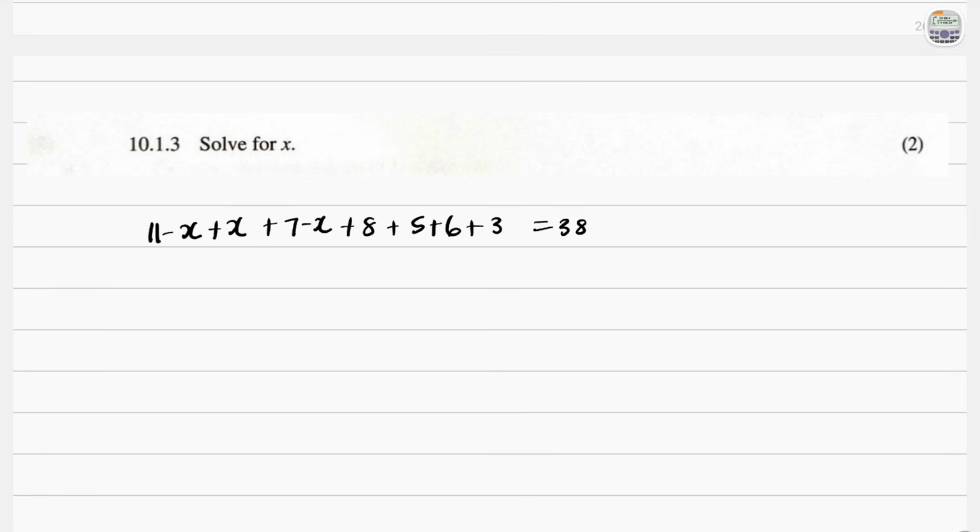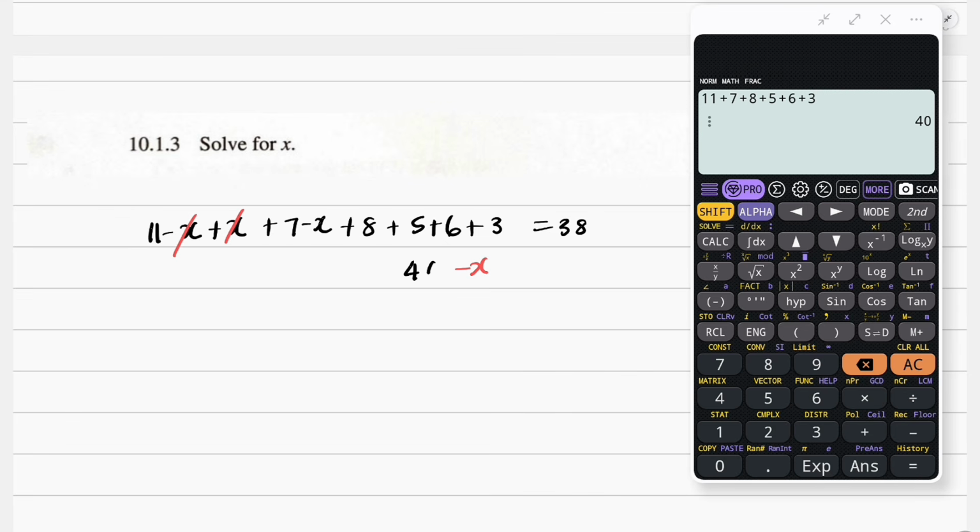So we can see that these ones would cancel. They're gone because negative and positive. This is negative x that is left. And let's add the numbers up together now. And they add up to 40. So 40 minus x equals 38.